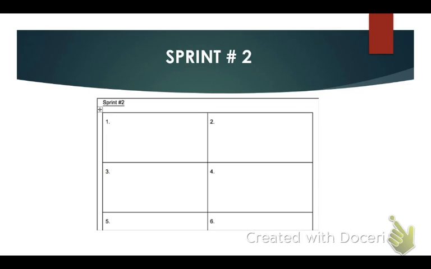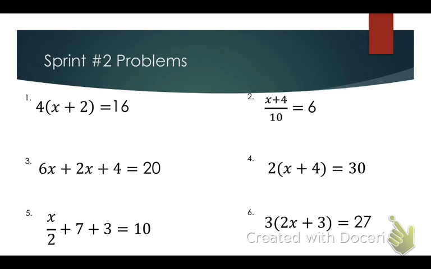Now think about those strategies that you chose for yourself. And you're going to go ahead and do sprint number 2. You want to improve between sprint 1 and sprint 2. So try not to make those same errors. You will have 6 problems again that are very similar. With these 6 problems, you will have 5 minutes and begin.